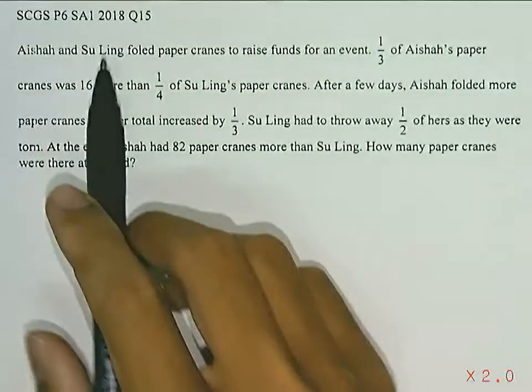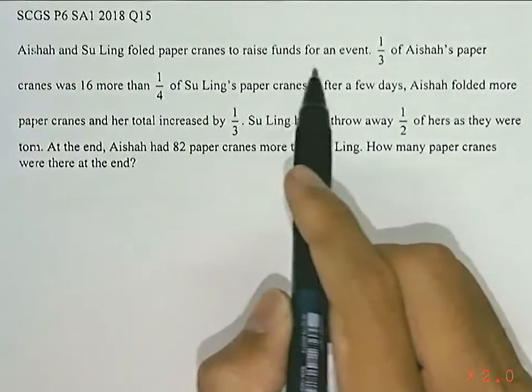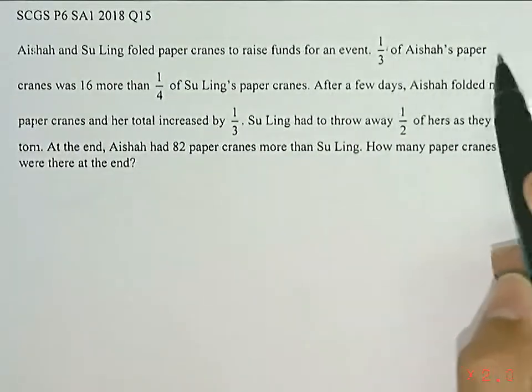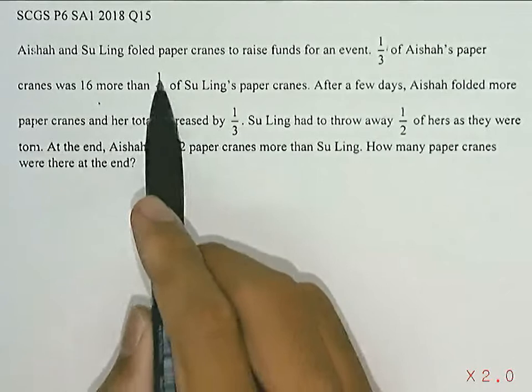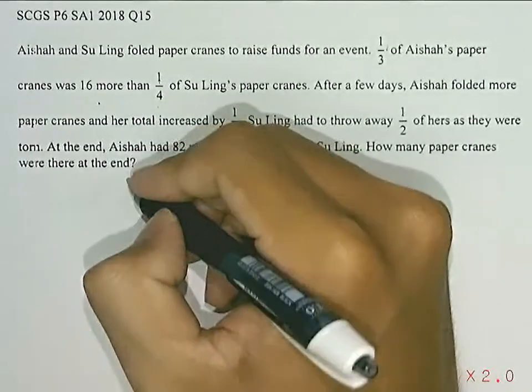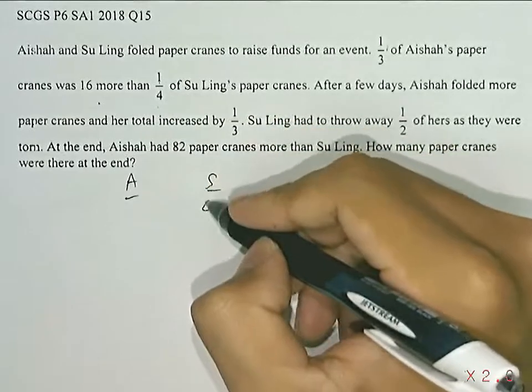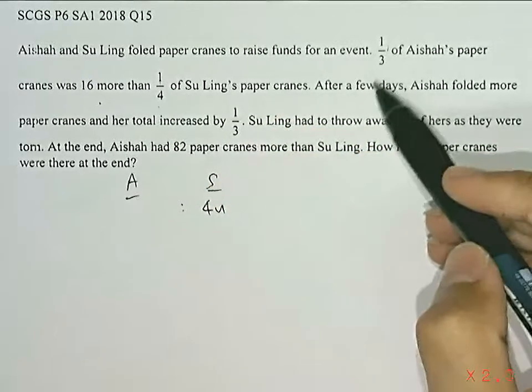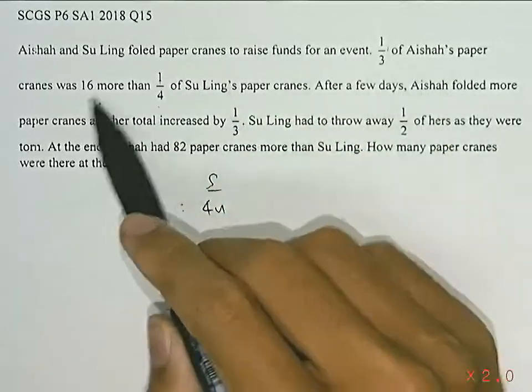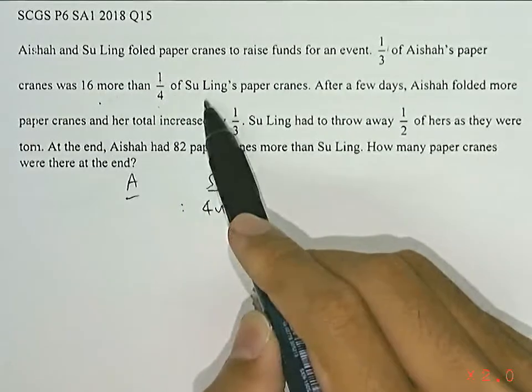So Aisha and Su-Ling had folded paper cranes to raise funds for an event. 1/3 of Aisha's paper cranes was 16 more than 1/4 of Su-Ling's paper cranes. So we have Aisha and Su-Ling. If Su-Ling starts out with 4 units of paper cranes, 1/3 of Aisha's was 16 more than 1/4 of Su-Ling's.